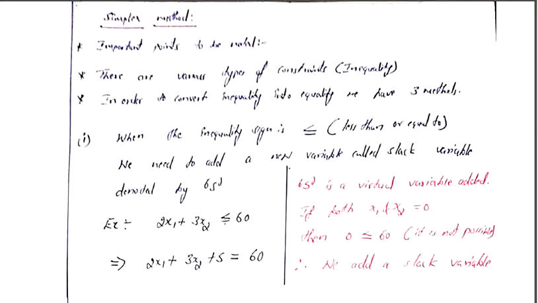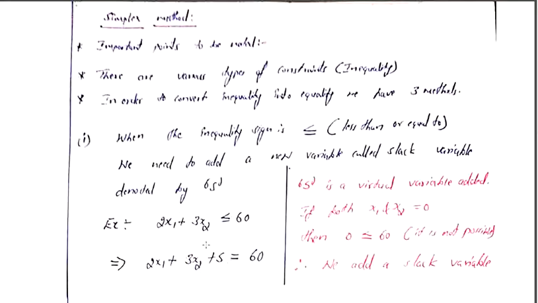So in order to convert the inequality into an equality, we add a virtual variable, which is called a slack variable. Here 2x1 plus 3x2 less than or equal to 60 becomes 2x1 plus 3x2 plus s equal to 60.